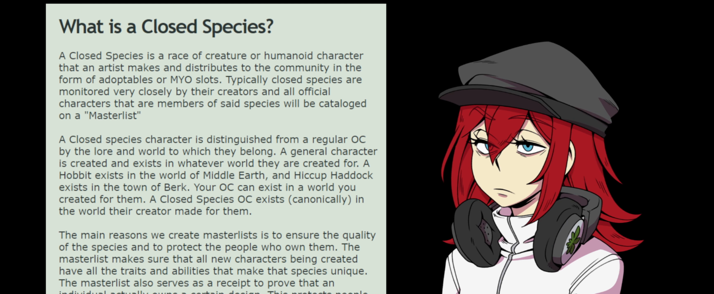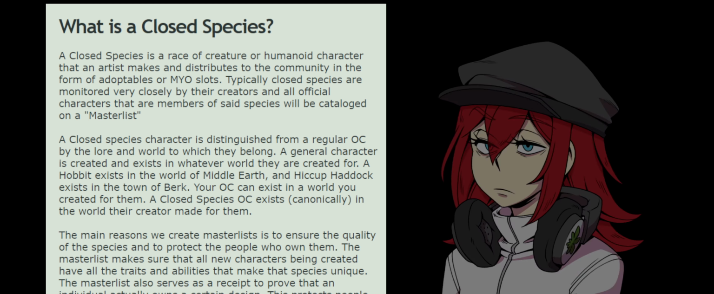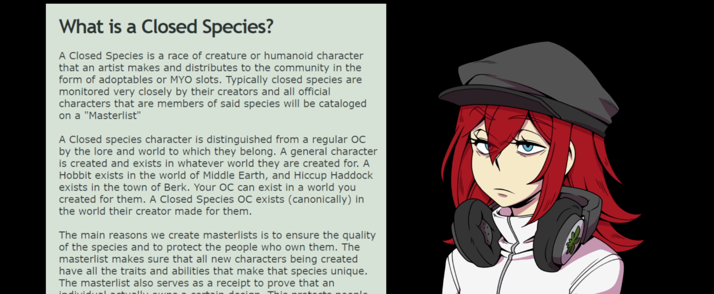A closed species character is distinguished from a regular OC, that is, original character, by the lore and world to which they belong. A general character is created and exists in whatever world they are created for. A hobbit exists in the world of Middle-earth. A Hiccup Haddock exists in the town of Berk. Your OC can exist in a world you created for them. A closed species OC exists canonically in the world their creator made for them.